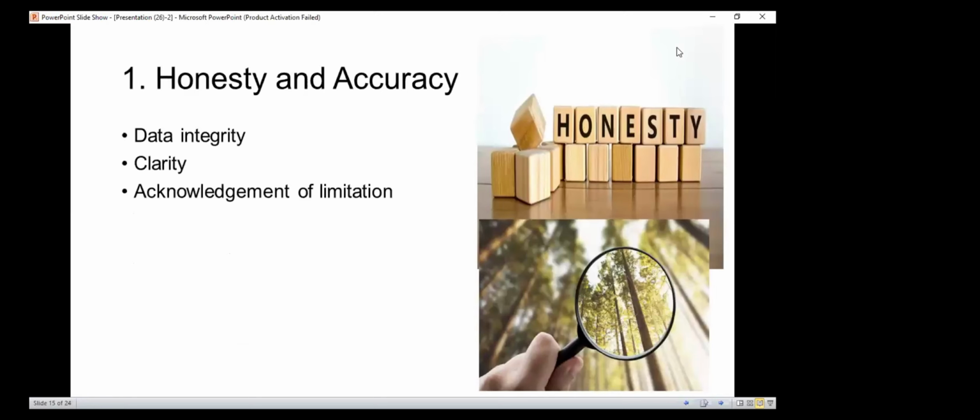Let's begin with the first principle of ethics in writing, honesty and accuracy. Maintaining data integrity is crucial. Ensure your data is accurate, reliable, and free from manipulation. And next is clarity. Present your ideas in a clear and straightforward manner to avoid any misinterpretation. Finally, acknowledge the limitations of your work. Be transparent about any constraints or areas that need further exploration, as this reflects integrity and builds trust in your research.